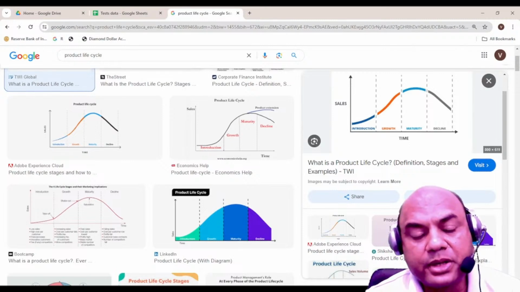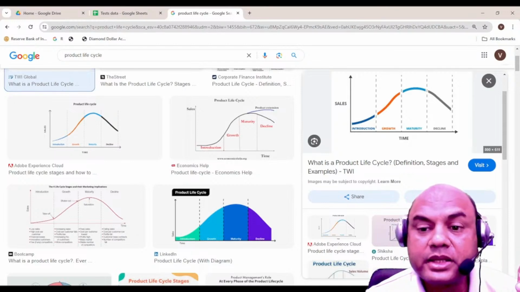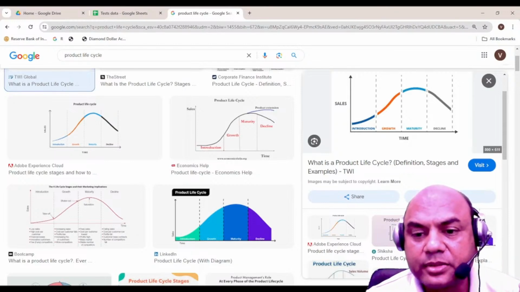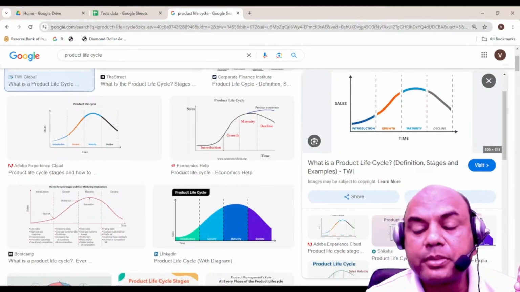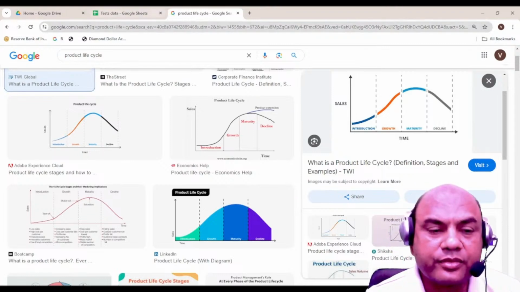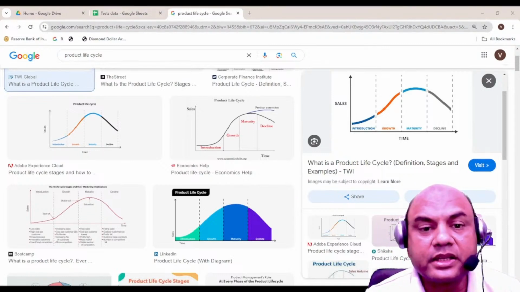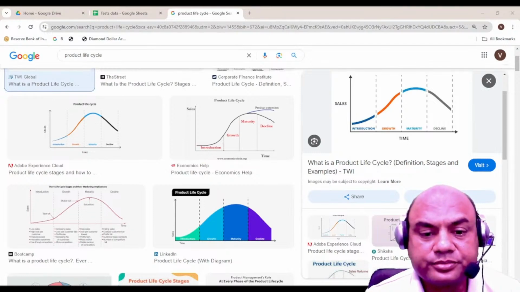Next is maturity. Maturity means here the product is at the peak, meaning the sales are maximum and even the profits are maximum. And the last one is decline. Here people have started rejecting your product, so it is decline over here. So this is basically the PLC. So, coming back to our question now.